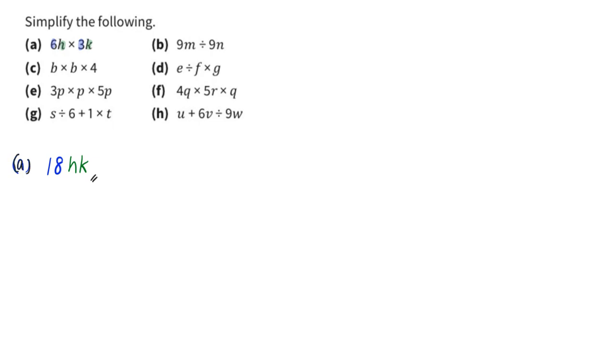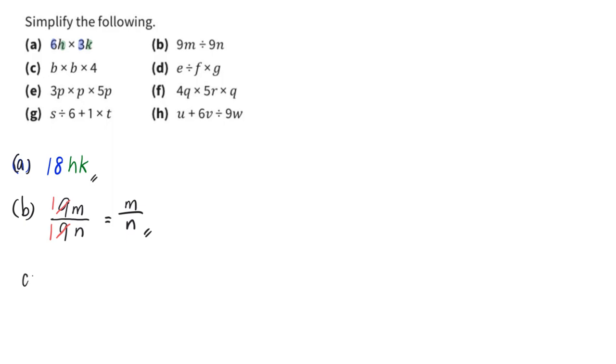Now for part B, we have 9m divided by 9n. Every time you see a divide, we are going to rewrite this as 9m over 9n. And when there is a common factor 9, we divide 9 by 9 equals 1, 9 by 9 equals 1. Final answer, m over n.